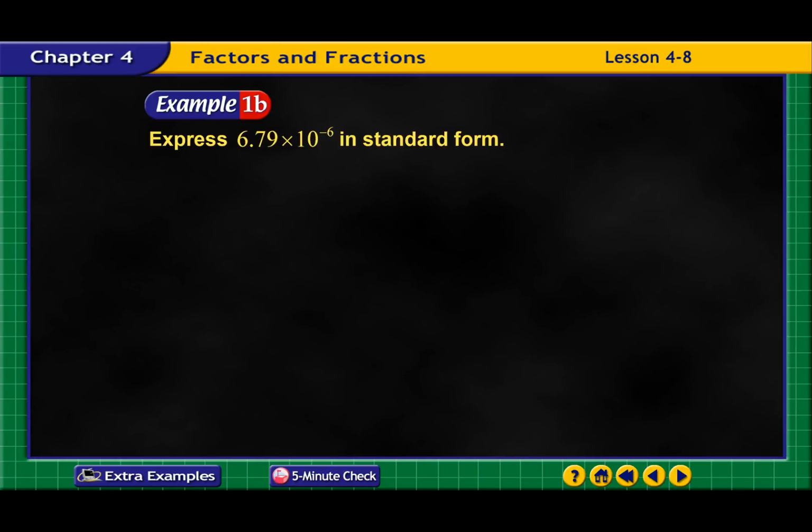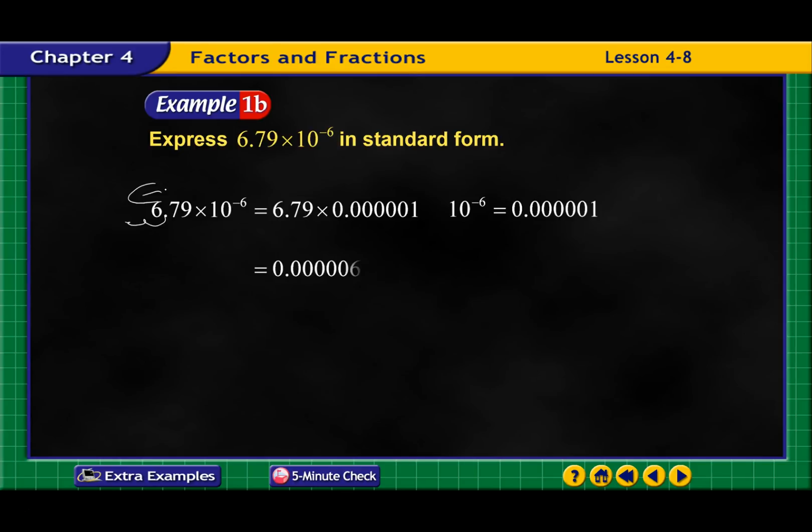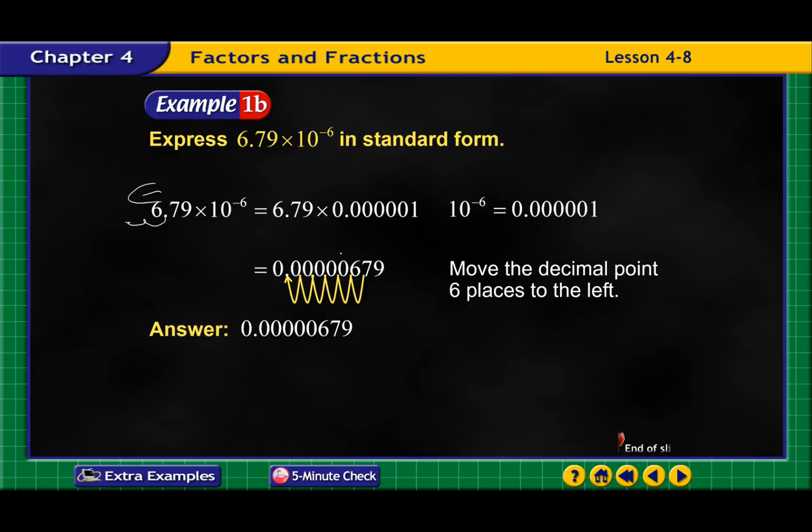All right, let's put this one in standard form. So since it's a negative number, now you're going to have to move it to the left instead of to the right. So if we take 6.79 times 10 to the negative 6, we're going to have to move the decimal place over this way instead. So it's going to look like this: 1, 2, 3, 4, 5, 6 spaces. Move the decimal over 6 spaces to the left, put the decimal point, add the extra zeros you're going to need there, so that it would end up looking just like that.